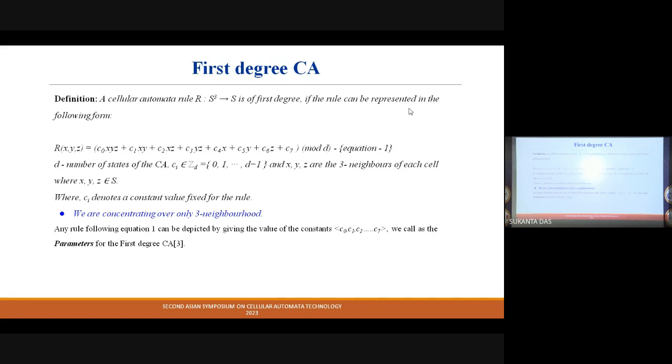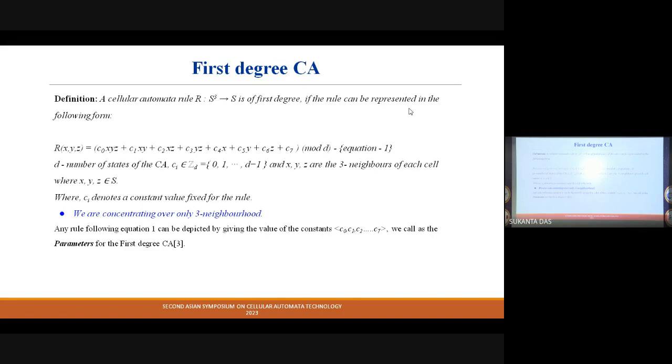Maybe I'm wrong. XYZ, XY, XZ, this is a first degree. XY, I wanted to mean second degree. No, sir, it's a first degree equation. First degree means power is one, always. Power is one, yes, sir. But XY, there are two. Yes, sir.